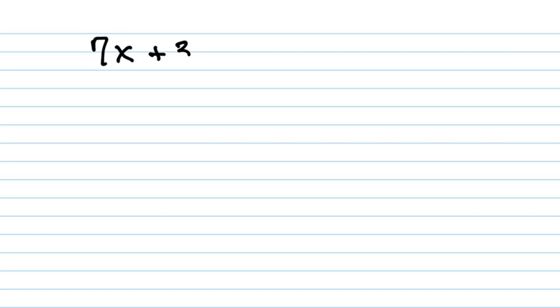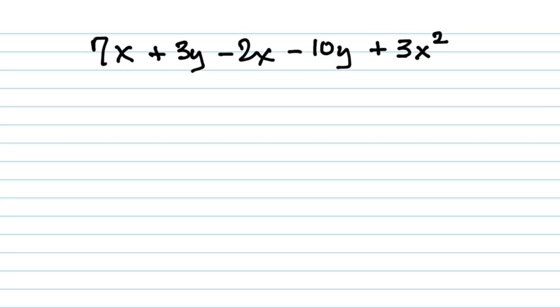All right, let's look at this one. 7x plus 3y minus 2x's minus 10y's plus 3x squareds. Whoa. There's a lot of terms. Does that matter? No. Not at all. Because we're just going to be looking at things that are like terms. So what is my first term? The first term is 7x. So what kind of term is it? It's an x term.